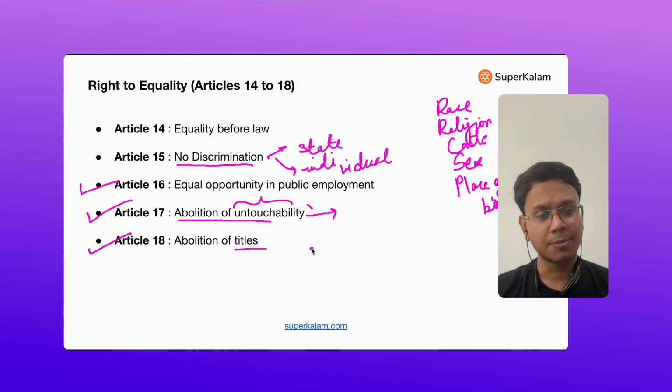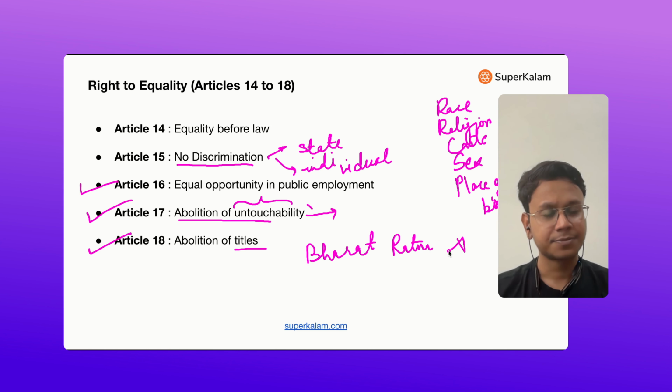Now, there are some awards which are given by India, for example, Bharat Ratna, Padma Vibhushan, Padma Bhushan, Padma Shri. These are not categorized as titles, but the court and the government has mandated that no awardee of these awards can use these titles before their name. So that is one more development which comes under Article 18 only, which you should remember.